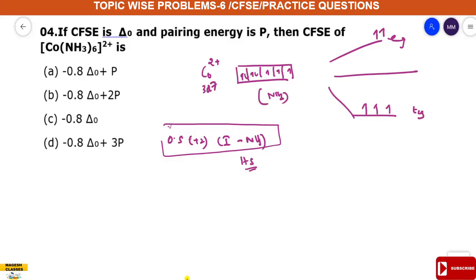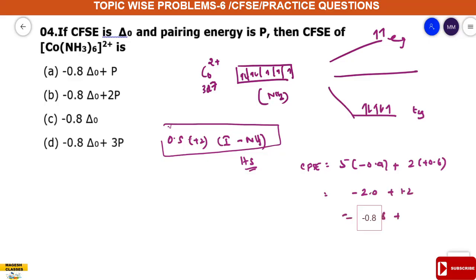So electrons are filled like this. To calculate CFSE, it is equal to 5 into minus 0.4 plus 2 into plus 0.6. So this is equal to minus 2.0 plus 1.2. This is equal to minus 0.8. Okay, it is delta O.